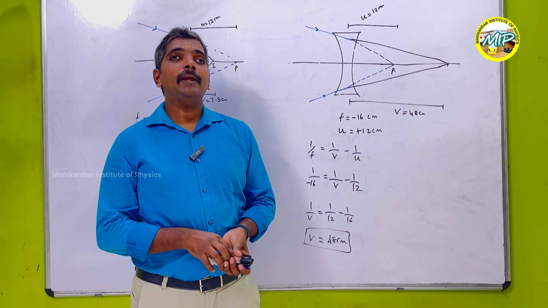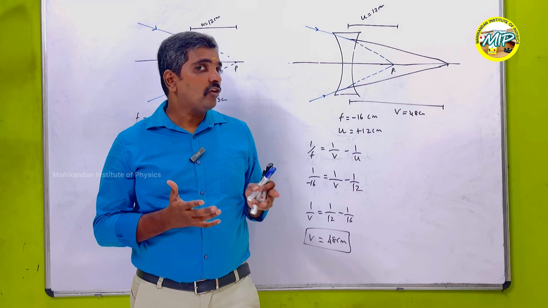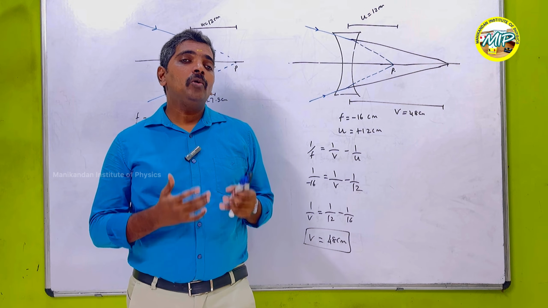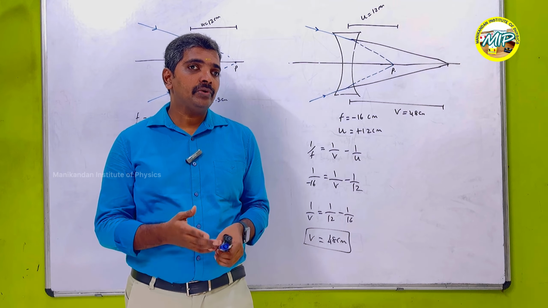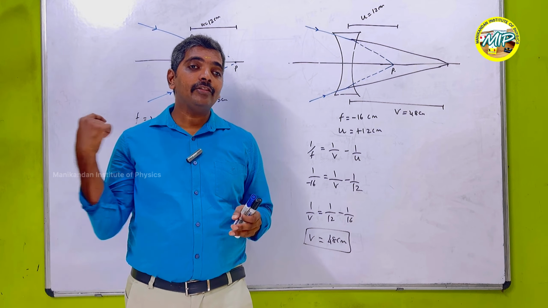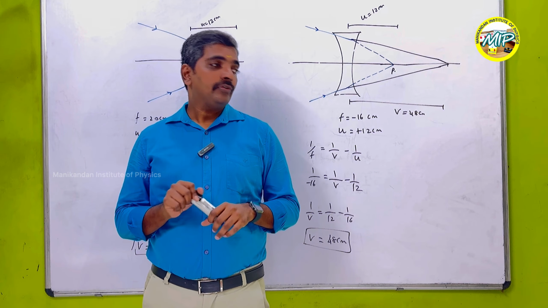Based on the lens maker's formula, we will do more problems in the next class. If you want to understand the lens maker's formula, we should know what happens when a ray of light hits a spherical surface. Those things we will discuss in the next session. So I will stop at this point.